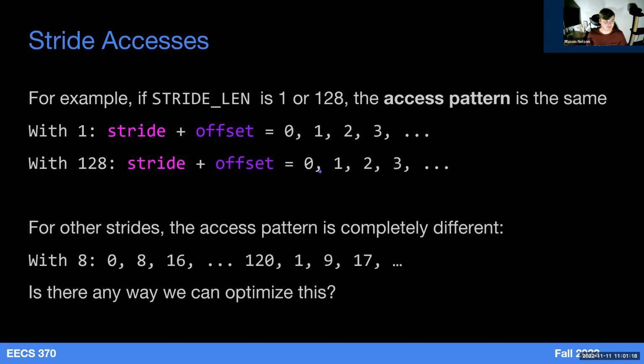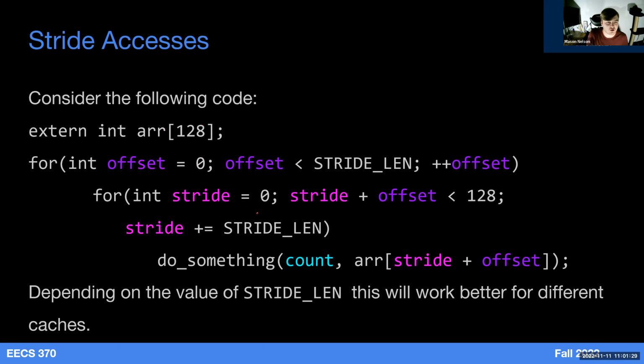So here, another example, if our stride is just 1, that's just like going through the array. On the other extreme, if our stride length is the full length of the array, which here is 128, then that's practically like going through the array linearly again. So if we look at this code, offset goes from 0 to the stride length, and then stride goes from 0 to some amount to keep us under the bounds of the array, and it increments by the stride length.